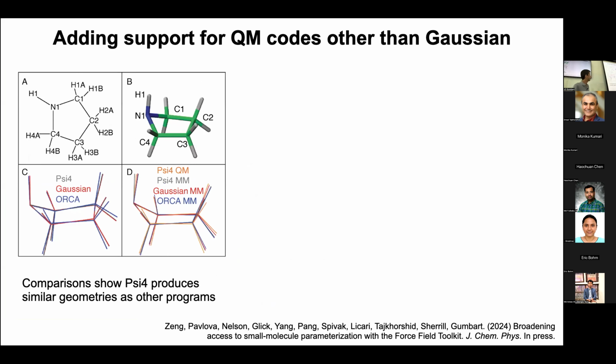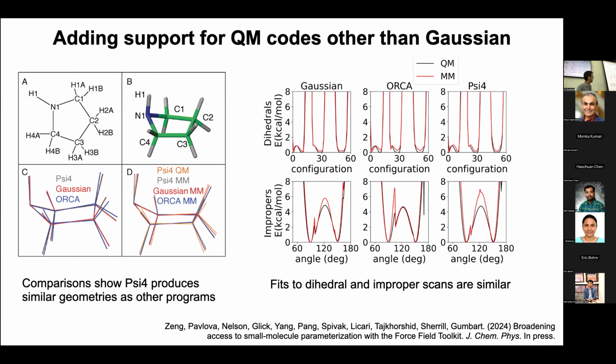Okay. And just showing this paper, it just came out this week, actually, online. And you can see we did lots and lots of comparisons to make sure it was working as we expected. For example, the geometries overlap pretty well. You almost can't see the differences. And then the energies, these are like dihedral scans again. You compare the 3 different QM codes, and they look quite similar.